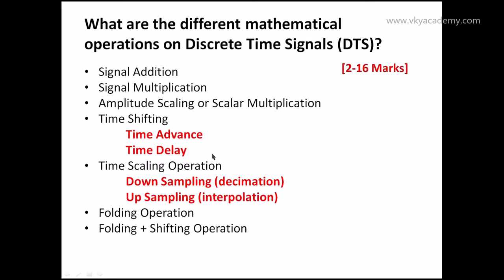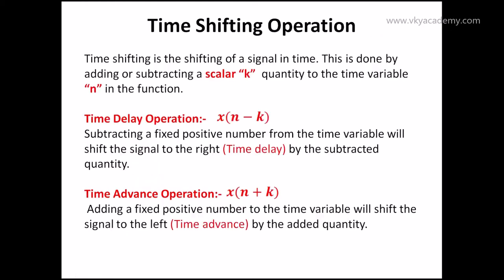So basically, a time shifting operation is divided into two types. The first one is the time advance operation and the second one is the time delay operation. Let us discuss this topic one by one. So what exactly is a time shifting operation? Time shifting is the shifting of a signal in time. This is done by adding or subtracting a scalar k quantity to the time variable n in the function.